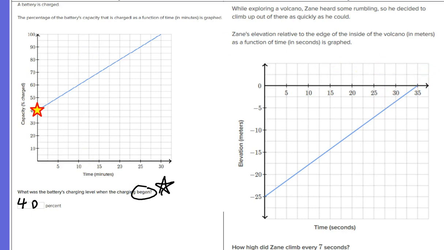Okay, next question. While exploring a volcano, Zane heard some rumbling, so he decided to climb up out of there as quickly as he could. Zane's elevation, that means where he is up and down, relative to the edge of the inside of the volcano, in meters, as a function of time in seconds, is graphed. Okay, so Zane is at the bottom of this volcano, and he's going to climb out of there as soon as he can because it's about to explode. We want to know, how high did Zane climb every 7 seconds?